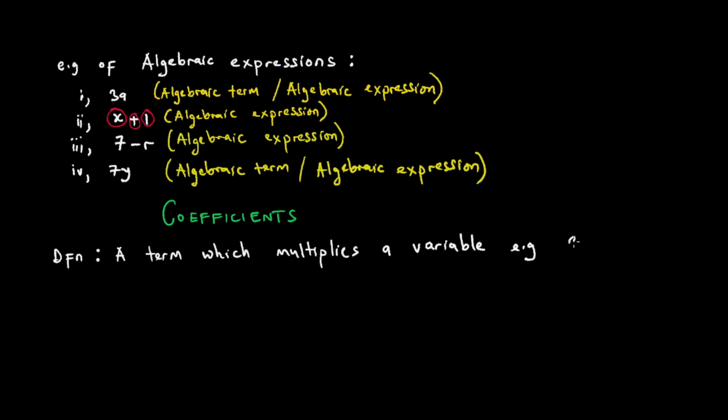Example 3 in 3a. 3a means 3 times a. So 3 is the number multiplying the variable a, meaning 3 is the coefficient of a. You catch it? That's very important. In the expression 3a, the 3 is called the coefficient of a. The 3 shows that 3 a's have been added together, or 3 is multiplying a.